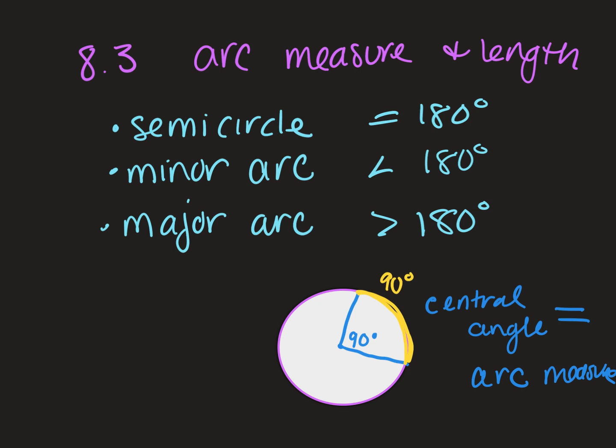If your angle is in the center of the circle, formed here from the center, then the central angle measure is equal to the arc measure. And the next section is when we get to the ones where we cut them in half.